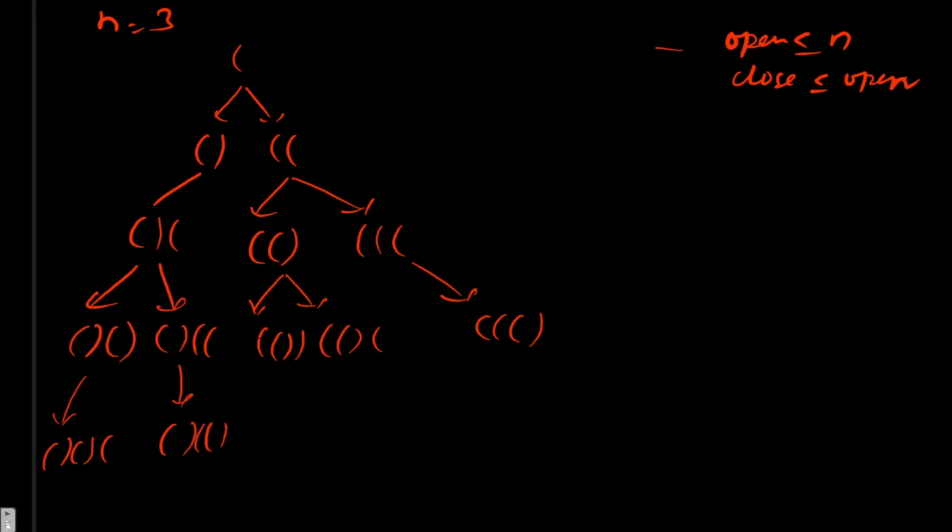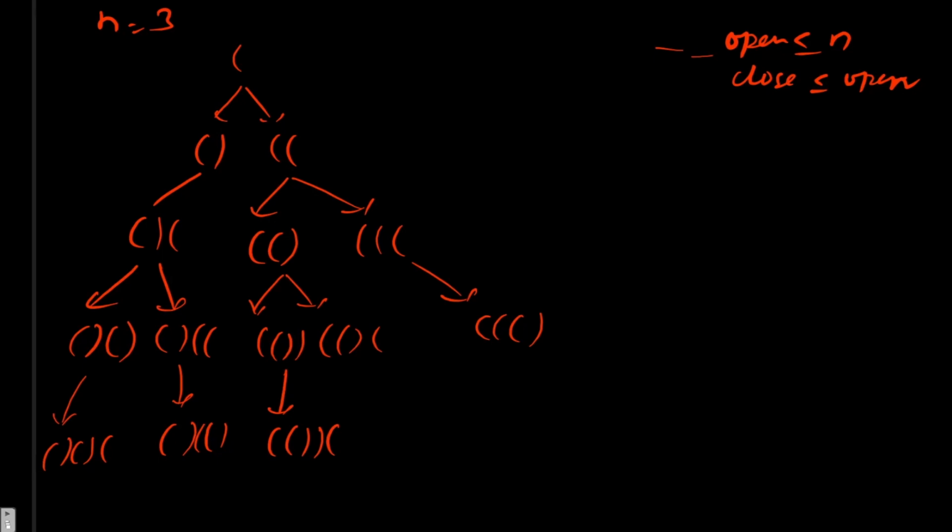Okay, and then in this condition we have an equal number of open braces and close braces. So we can follow either of these conditions: open is less than or equal to n, so we can take open braces, and we can't take close braces, because if we take close braces, then close will be greater than open braces, so we can't take close braces in this case.